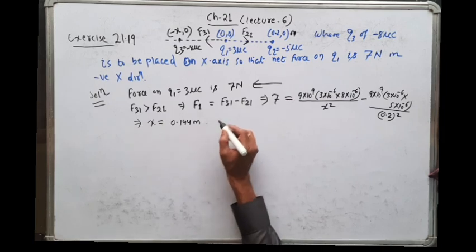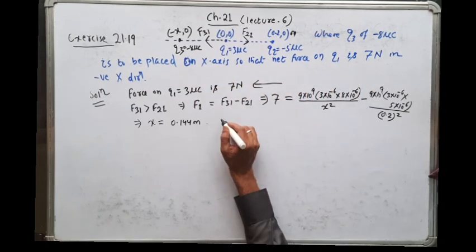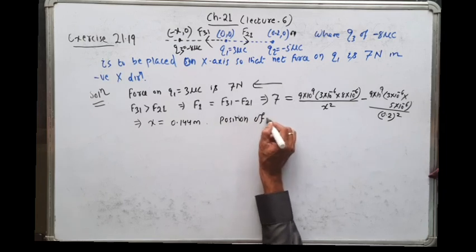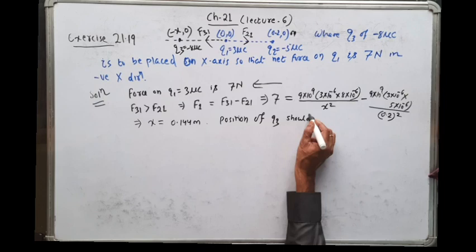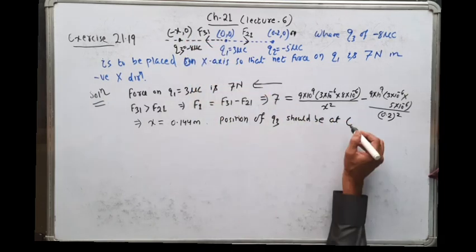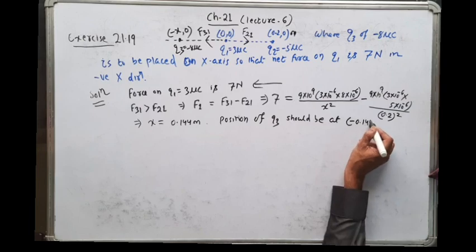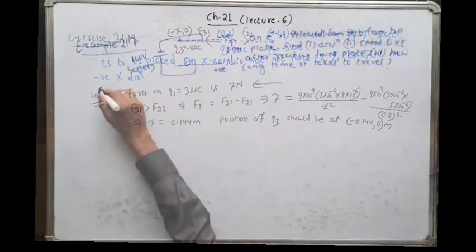Then where will be the position of this Q3? Where we have to put this Q3 value? So the position or coordinate of Q3 should be at which point? At minus x, 0, that is minus 0.144 meter. So this is the solution.